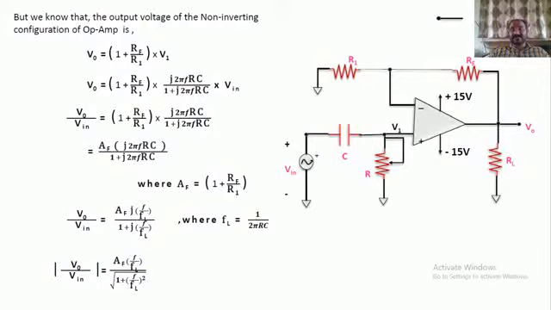Why are we calling it a first order high pass filter? Because we are taking only the R and C, meaning only one resistor and one capacitor. Using one resistor and capacitor, we are constructing the filter. So that's why it is a first order high pass filter, as we know.